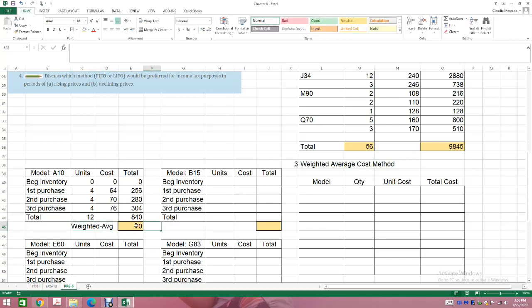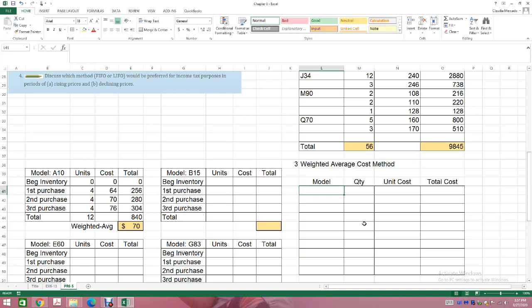So my weighted average is 70. I divide your total cost over your total units. So my weighted average is $70 per unit. Okay. Now that I know that, I can start putting in my information over here.